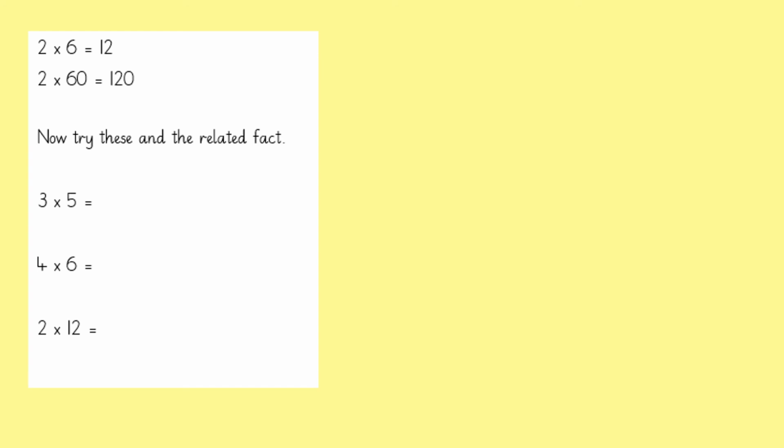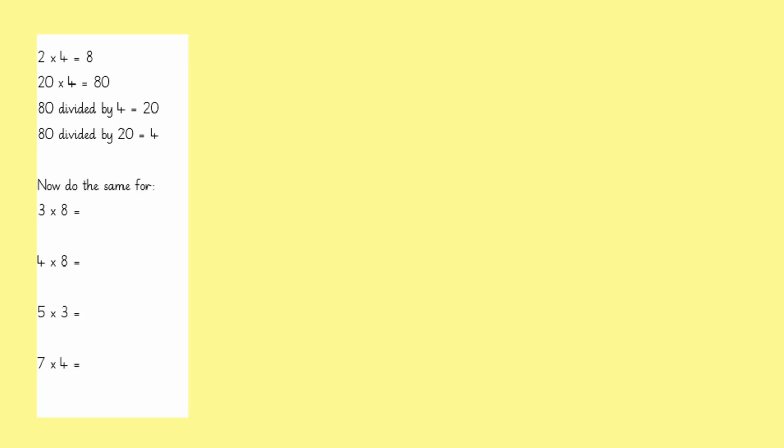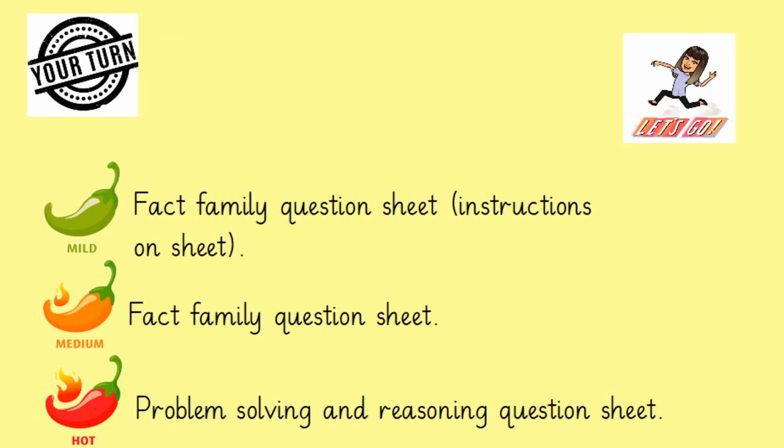And we're just going to quickly have a look at the medium challenge, okay? Don't pause your video here because you're going to be doing this in a minute. The medium challenge is the same as we've just done. So you need to write down your related facts. 2 times 4 equals 8, so 20 times 4 must equal 80. And then we're going to go to the divides. What's 80 divided by 4 and what is 80 divided by 20? So you need to think of 3 more questions that are linked to the 4 questions on your board. Use the top one to help you.